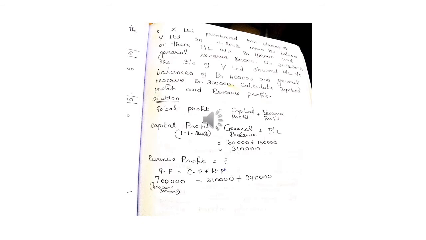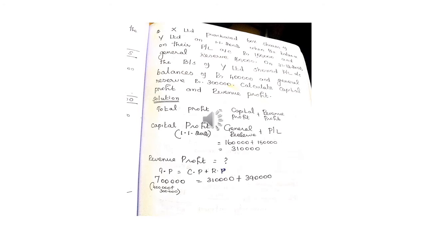It is logically we can do it. Total profit equals capital profit plus revenue profit. Capital profit is pre-acquisition profit. Revenue profit is post-acquisition profit. At the date of purchase, 1/1/2002, it is capital profit, and at 31/12/2002 it is called revenue profit. So first we have to see capital profit at the date of 1/1/2002. General reserve and profit and loss account: 1,60,000 plus 1,50,000. So capital profit is 3,10,000.